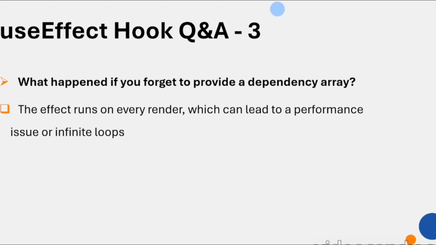We'll move to the third one. What happens if you forget to provide the dependency array? The effect runs on every render. If we miss the dependency array, it will run on every render. That leads to performance issues or an infinite loop, which will run infinitely. So that is all about useEffect.